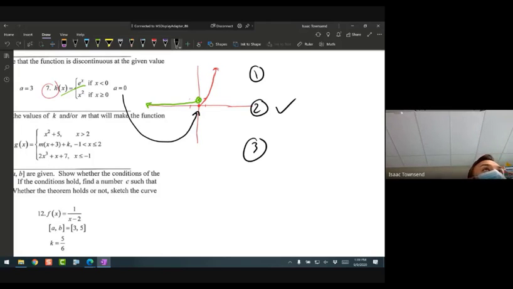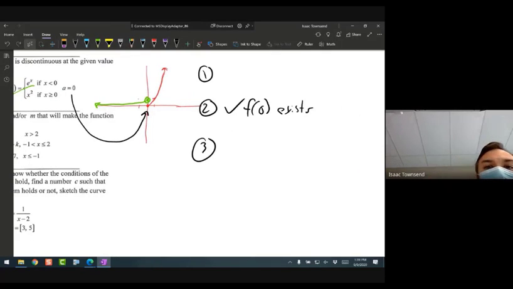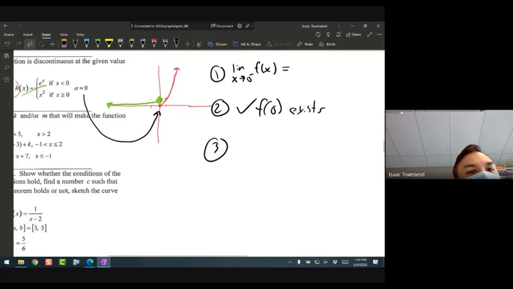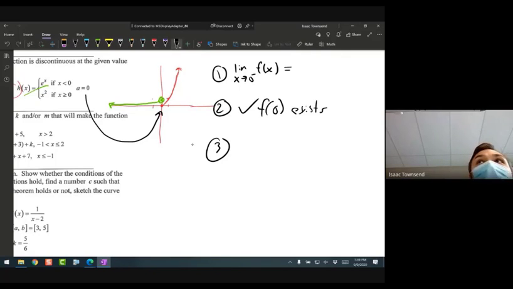So of those 3 things, I would say number 2 works out. Number 2 is not showing that it's discontinuous. f of 0 exists. There is a y value when x is 0. It's the other 2 parts of continuity that are messed up. So I could say the limit as x approaches 0 from the left of this function is 1. But the limit as x approaches 0 from the right of this function is 0.